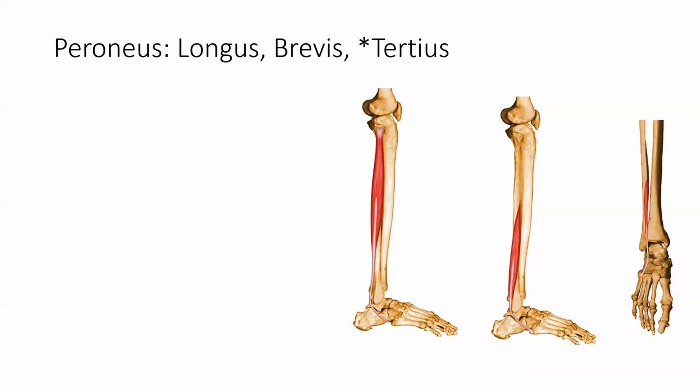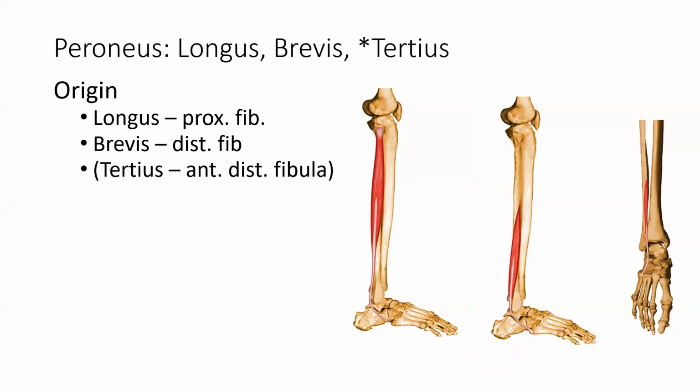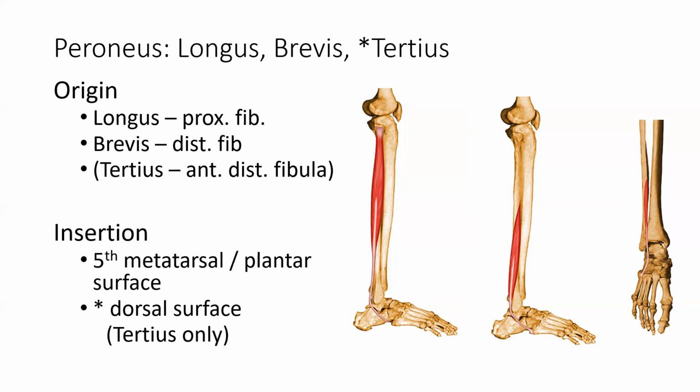The peroneal group, peroneus longus, peroneus brevis, and peroneus tertius, are lateral muscles for the subtalar joint. The peroneus longus has its origin at the proximal fibula, brevis at the distal fibula, and tertius at the anterior distal fibula. And then the insertion for the peroneus longus and peroneus brevis is the fifth metatarsal at the plantar surface. So we're looking at the plantar surface rather than the dorsal surface, where we see the peroneus tertius, which is at the fifth metatarsal, but on the dorsal surface.